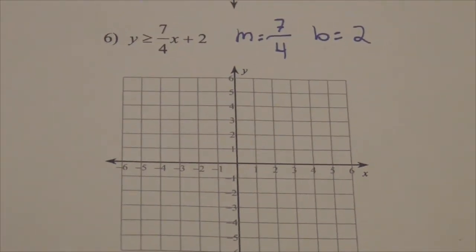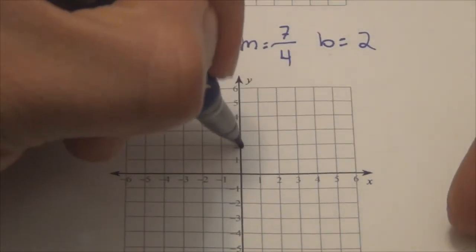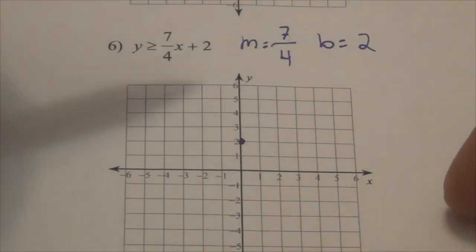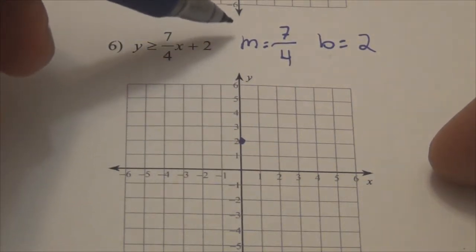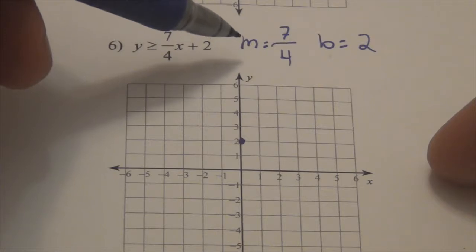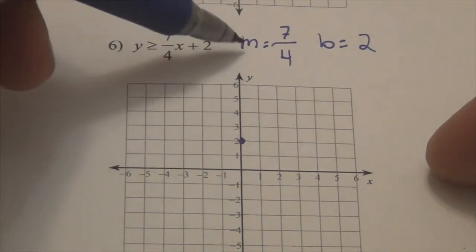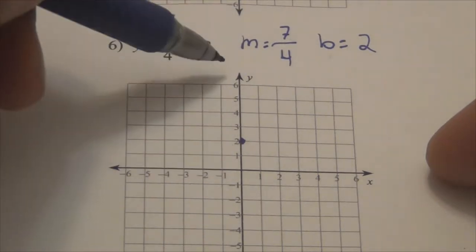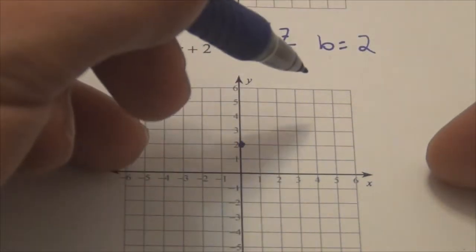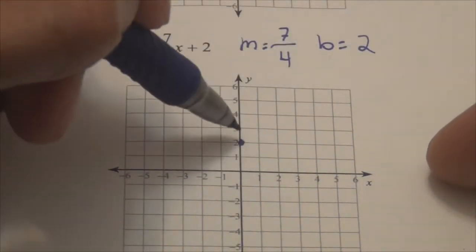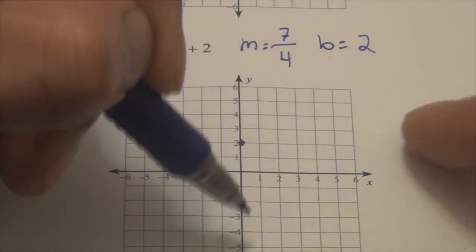Okay, now all I have to do is go to 0, 2 and go 7 up and 4 to the right. So look, 1, 2, 3, 4, cannot go 7 up. Doesn't matter. Up to the right, the line is gonna look like this. So up to the right is the same thing as down to the left. So I'm gonna go down 7, 1, 2, 3, 4, 5, 6, 7, okay.